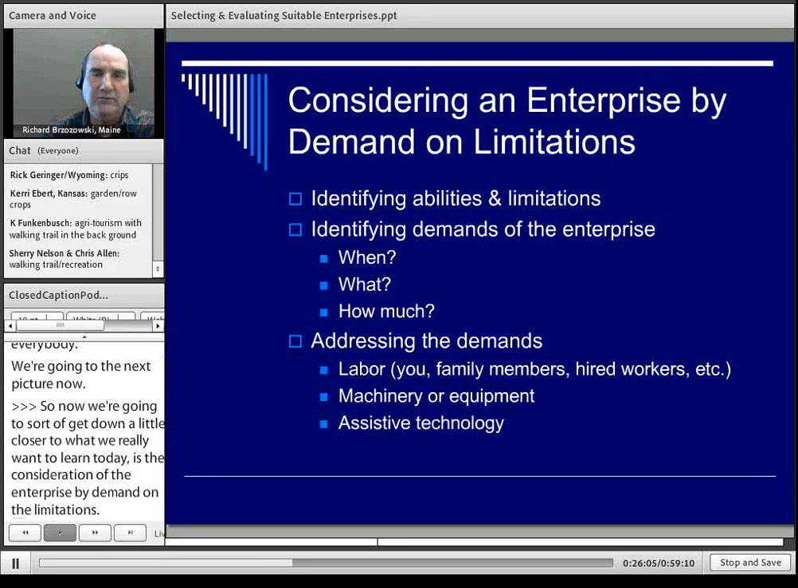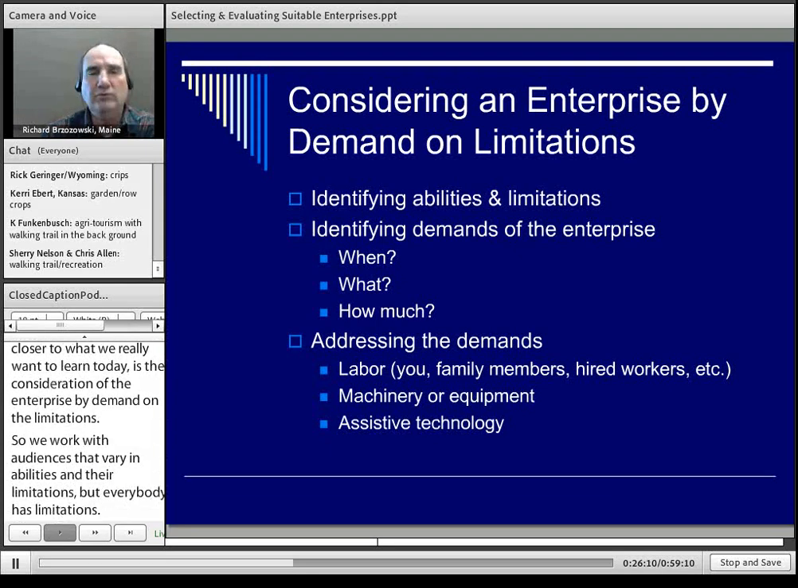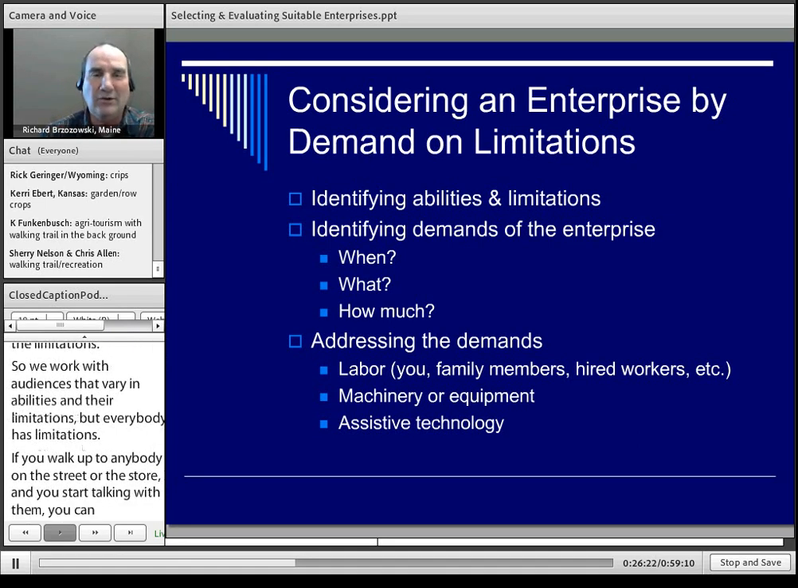If you walk up to anybody on the street or in the store and you start talking with them, you can soon find out that we're all limited in some way, whether it's stature or abilities or intelligence or strength. So as you look at enterprise, you want to pick an enterprise that considers our own abilities, that farmer or rancher's abilities and his or her limitations as well. You want to identify the demands of the enterprise on that person.